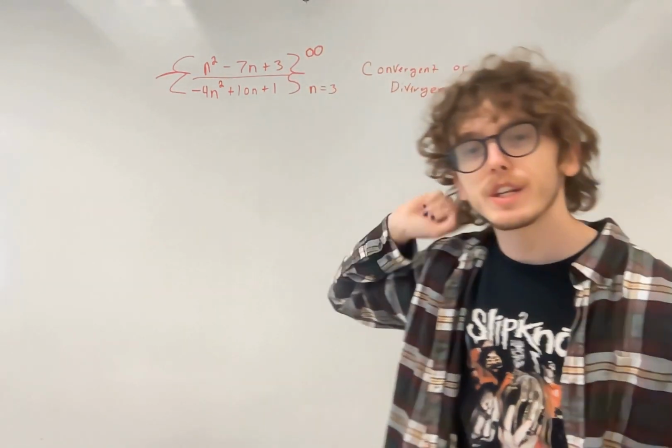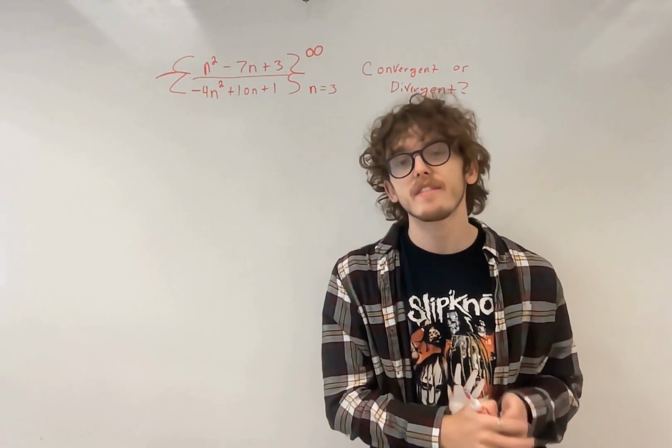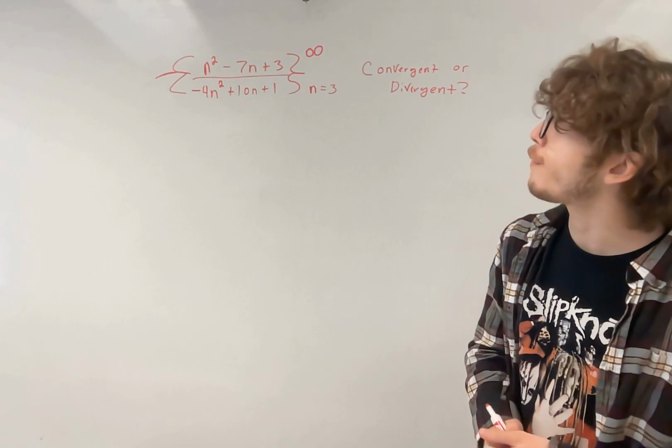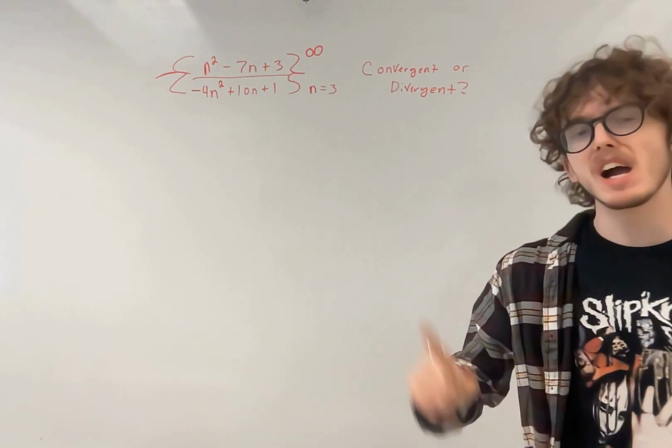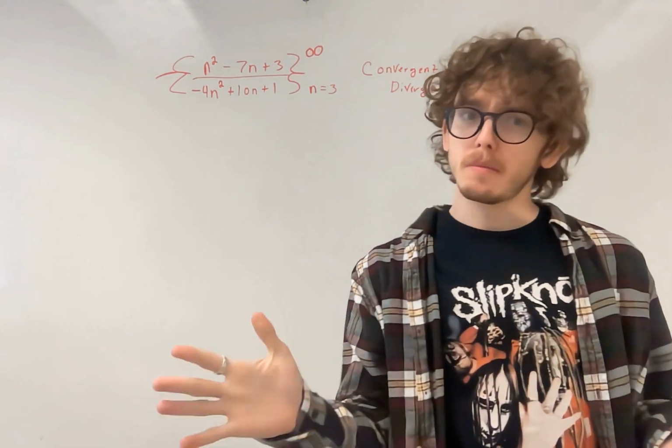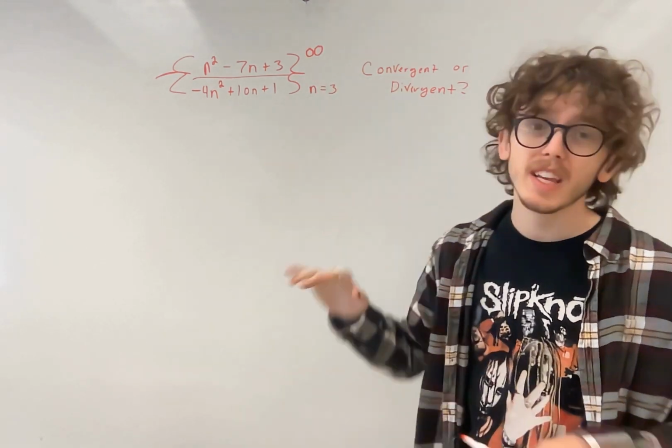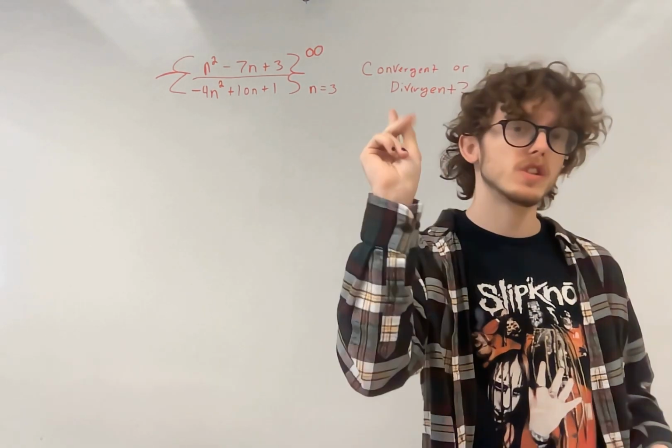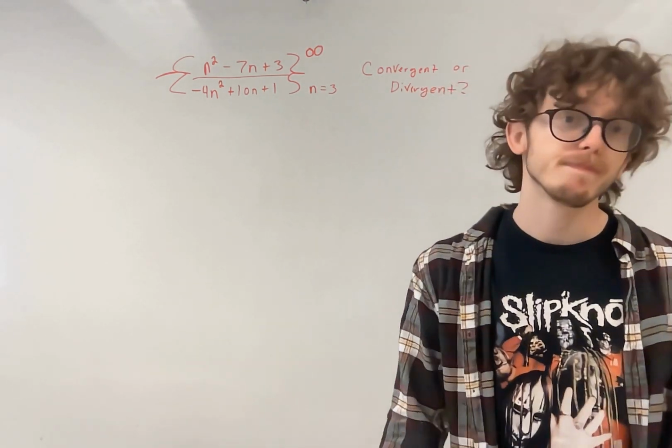Welcome back. In this video, we're looking at the sequence n squared minus 7n plus 3 over negative 4n squared plus 10n plus 1. We are not asked to evaluate it from n equals 3 to infinity, because that would be impossible. We're asked, does it converge or does it diverge? Now let's get into it.